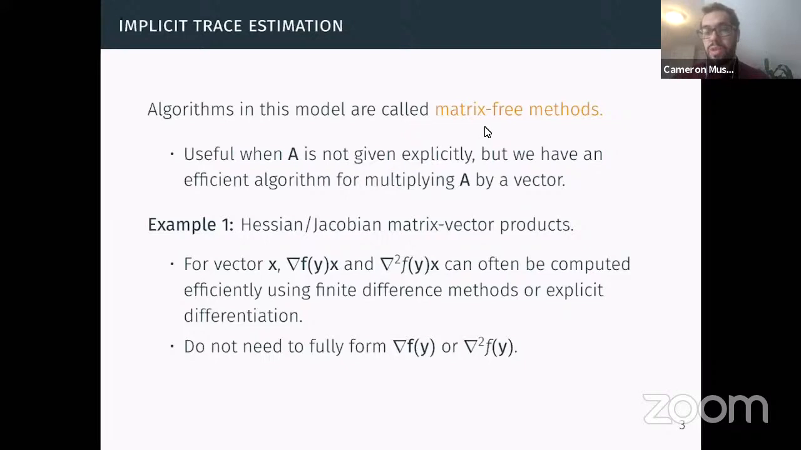So we can much more quickly compute matrix vector products with A, which in this case is either the Jacobian or the Hessian, than we could actually write down that full matrix. So that's one example of when you want to employ a matrix-free method.